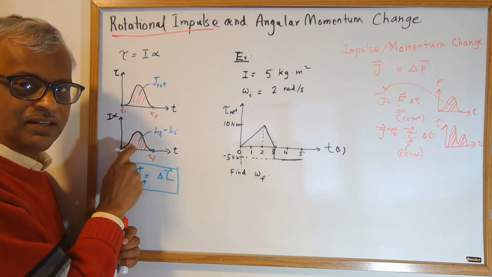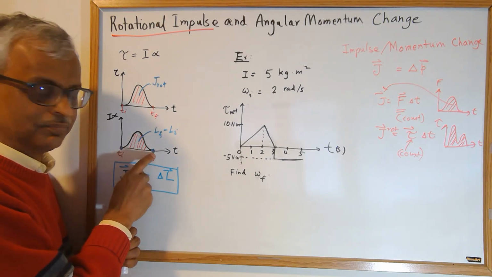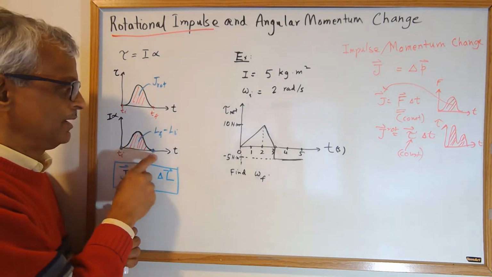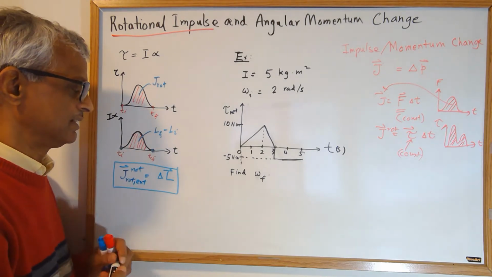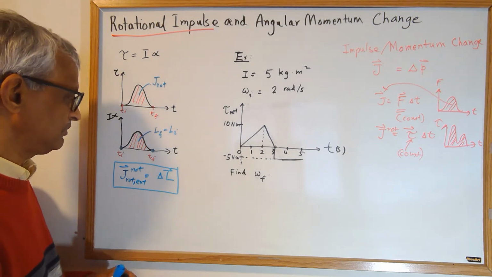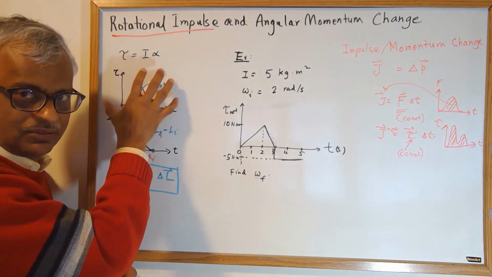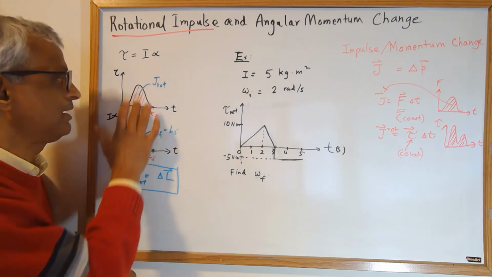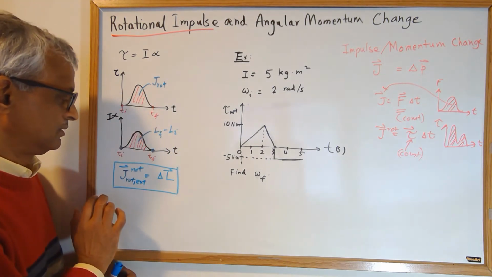But the area under here gives me the change in angular momentum: whatever the angular momentum is at that instant, minus the angular momentum here. We can write this as delta L if you like. So the area under here, which is related to the torque, is the rotational impulse. The area under here is the change in angular momentum, and they are equal to each other in magnitude.